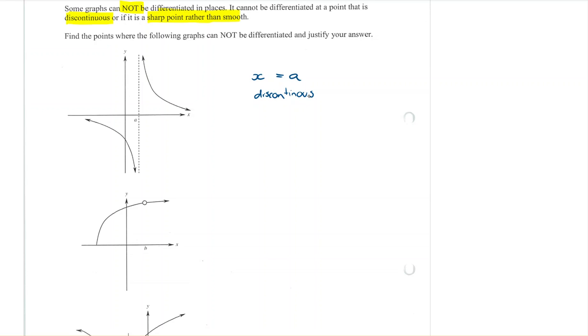Looking at B, again, nice curve, but check out this point here. When you see an open circle like that in a graph, it means that there is a little break in it, and that is also a discontinuous point. Okay, so we cannot differentiate where x is equal to b. You see the b down here? That's where the b is. So at x is equal to b, it is also discontinuous. Just another way of doing it from an asymptote.